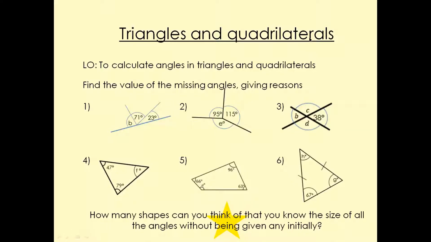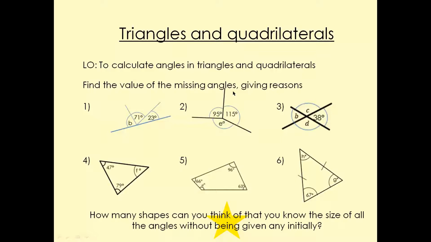In today's lesson, we're going to look at triangles and quadrilaterals. So our learning objective for today's lesson is to calculate angles in triangles and quadrilaterals. To start with, let's do this simple starter and see if you can calculate the missing angles here. That is just to check your prior knowledge.